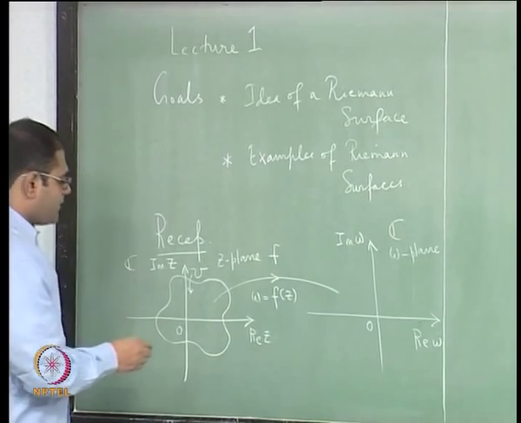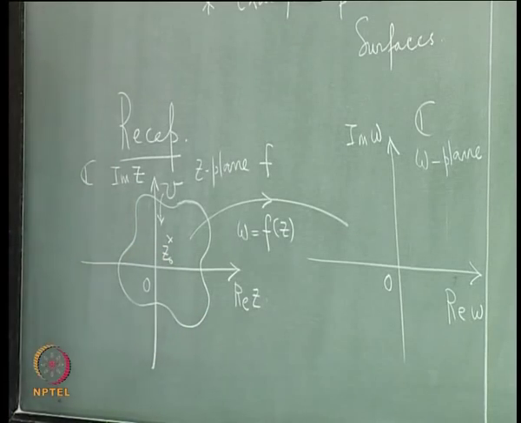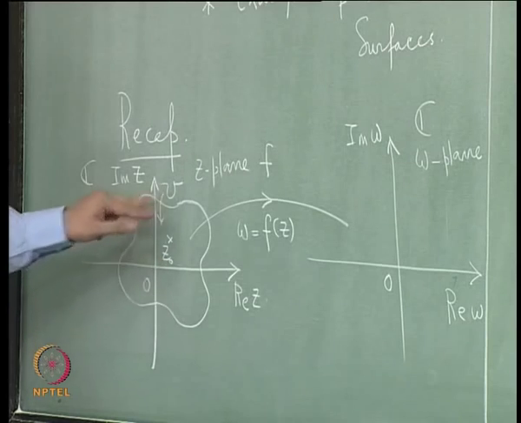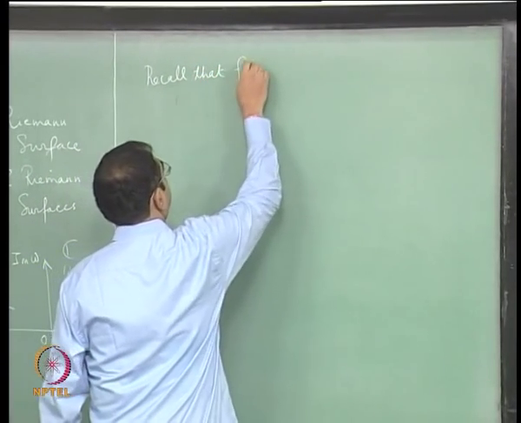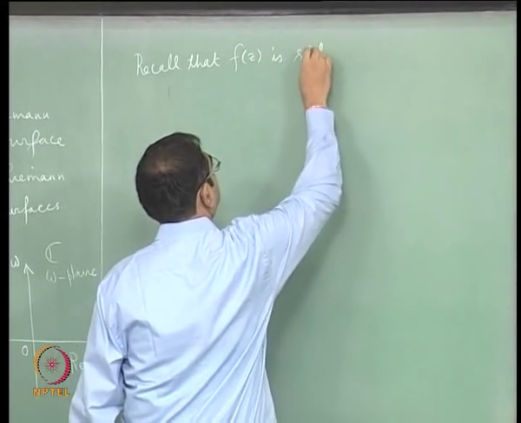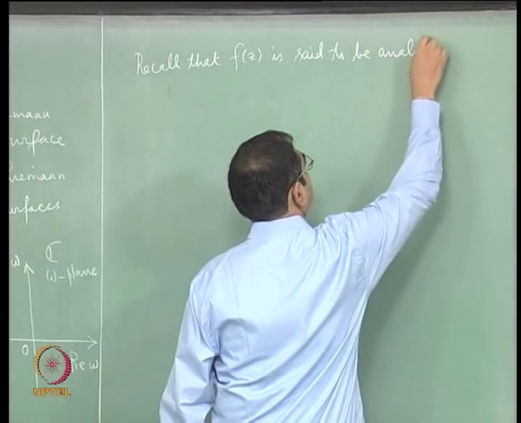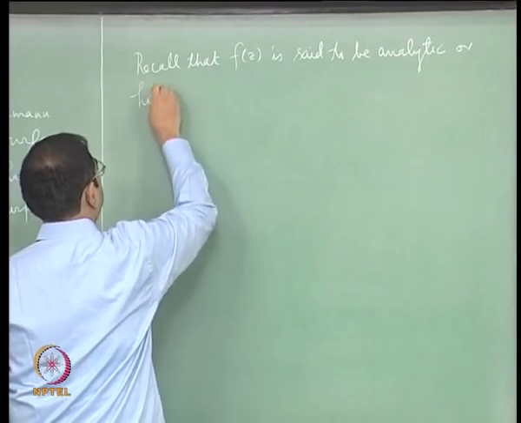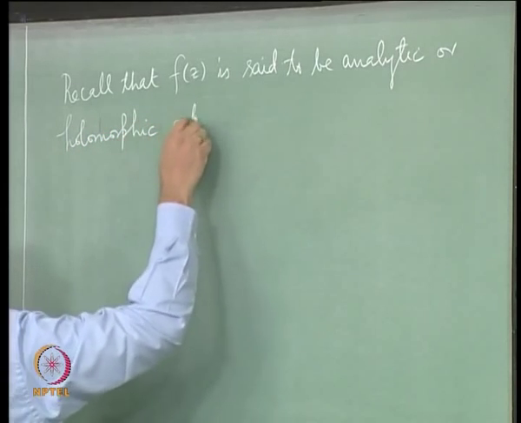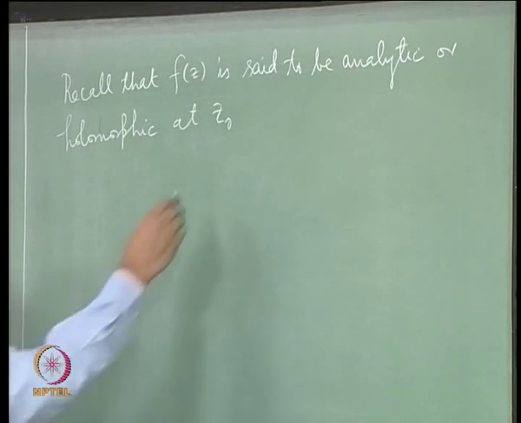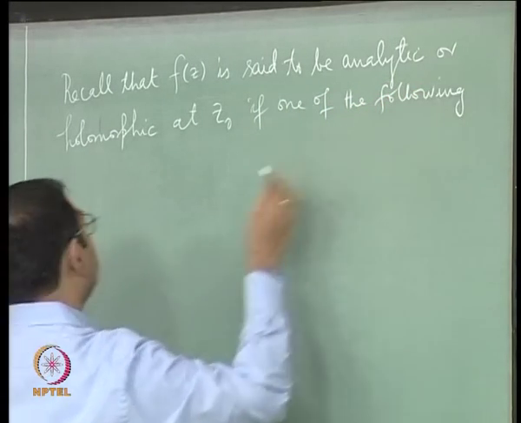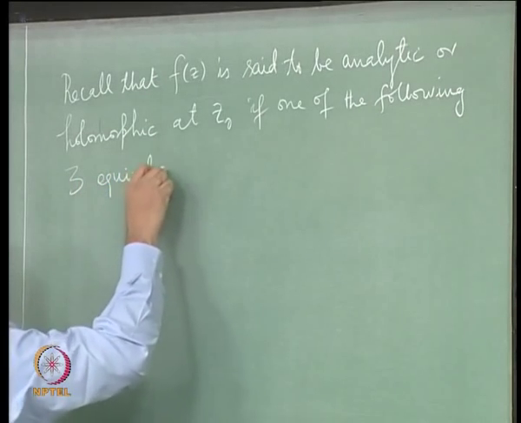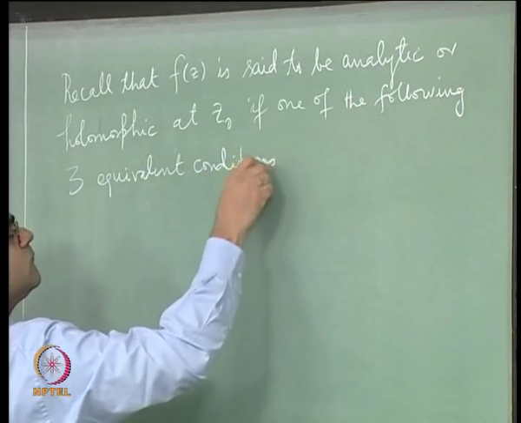And the idea is to recall what it means for a function to be holomorphic or analytic at a point z0 in this open set U. So recall that f of z is said to be analytic or holomorphic at z0 if one of the following three equivalent conditions holds.